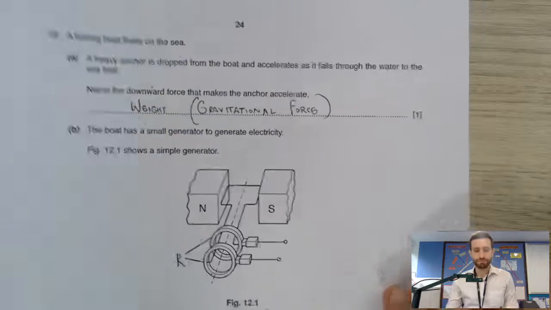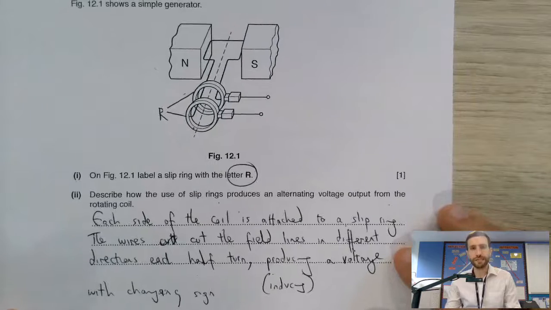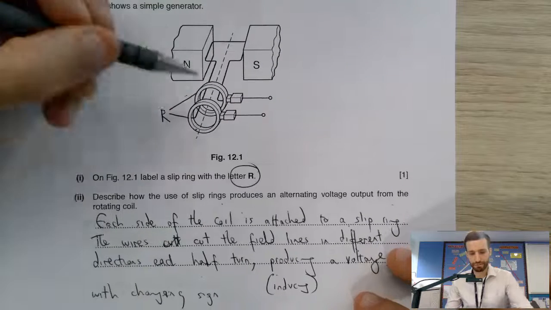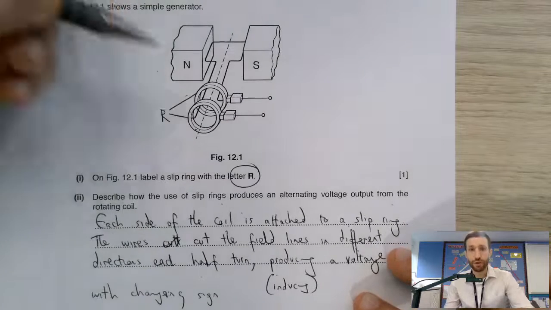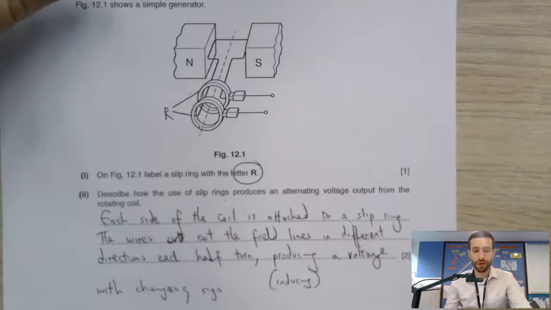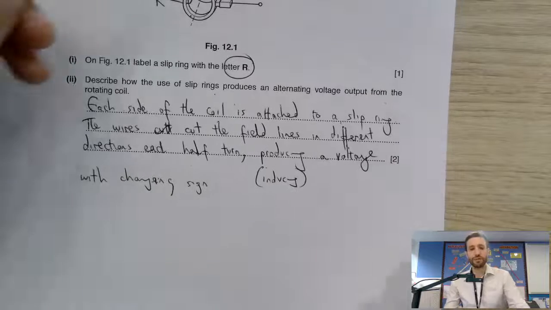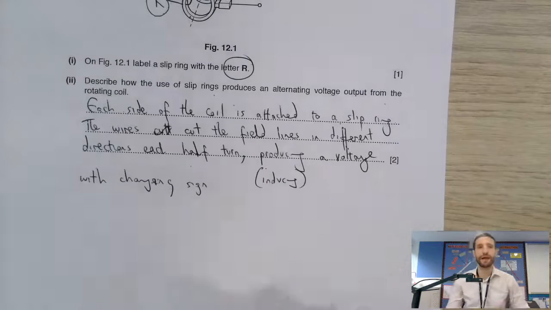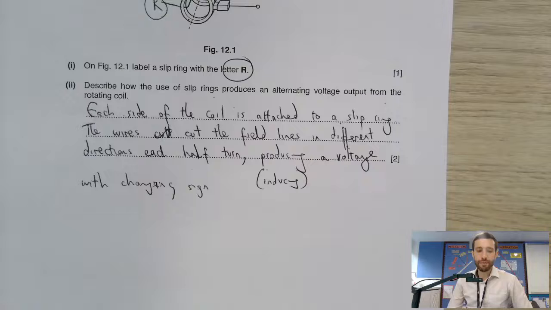Okay, we've got a generator, and we're being asked to label slip rings. Two slip rings right here. You only need to label one of them. I've labeled two because I'm annoying like that. As long as you remember the letter R. Some people forget that. Describe how the use of slip rings produces an alternating voltage from a rotating coil. This is hard.